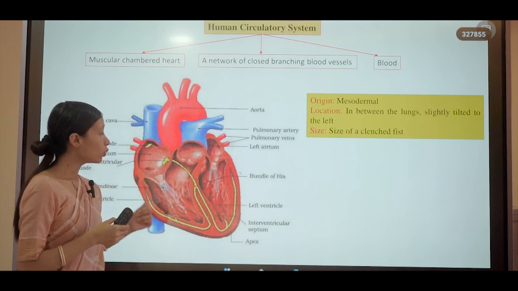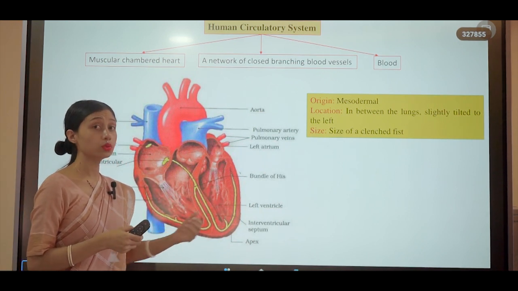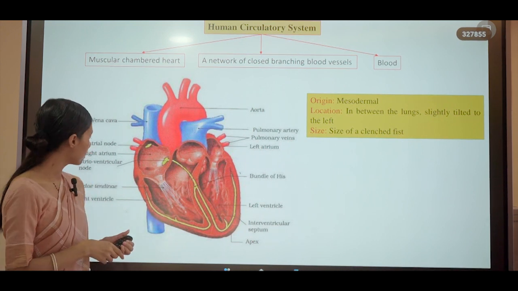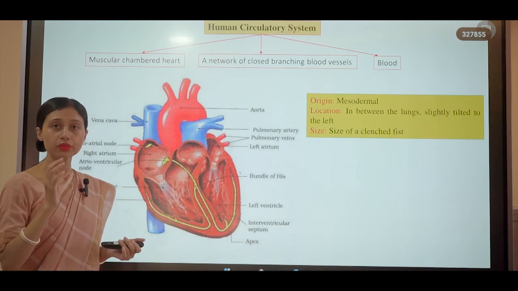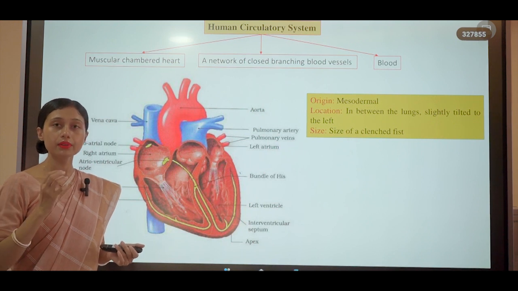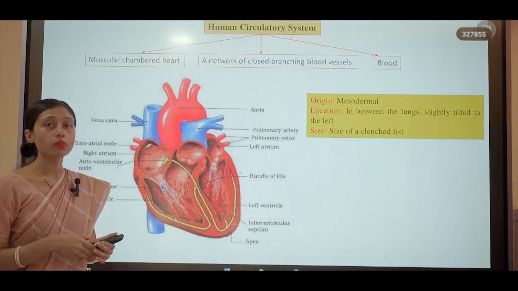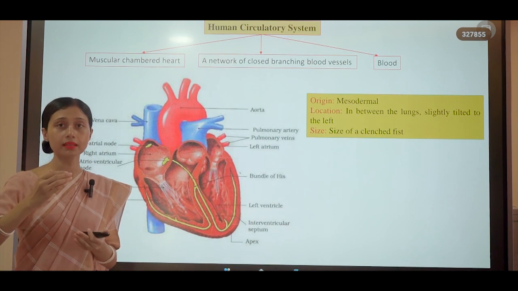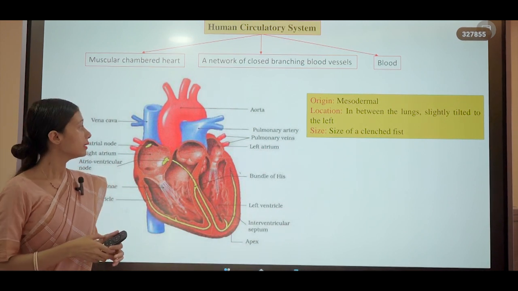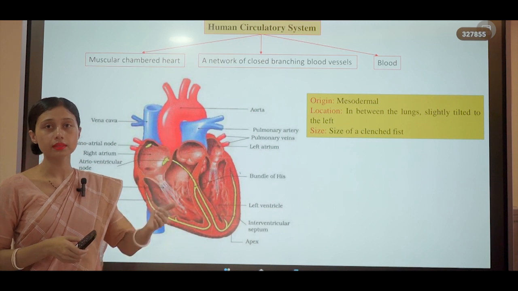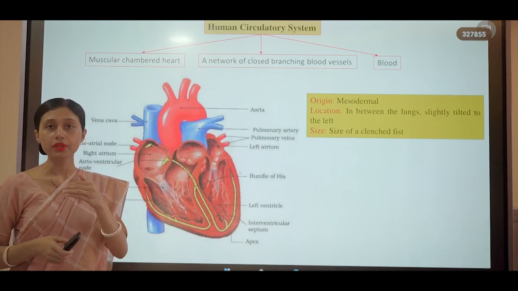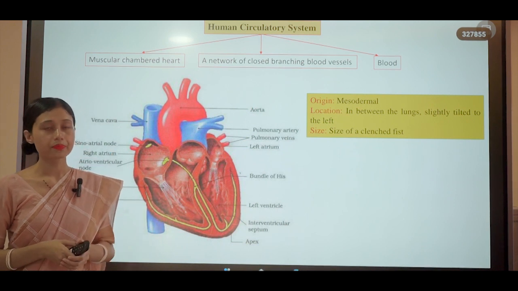Again, the opening of the left ventricle to the aorta is guarded by a semilunar valve, and the opening of the right ventricle to the pulmonary artery is guarded by another semilunar valve. So what do these valves do? These valves maintain the blood flow in one direction, that is from atrium to ventricle and from ventricle to aorta and pulmonary artery. They prevent the backward flow of the blood.